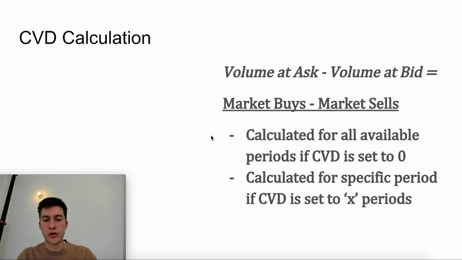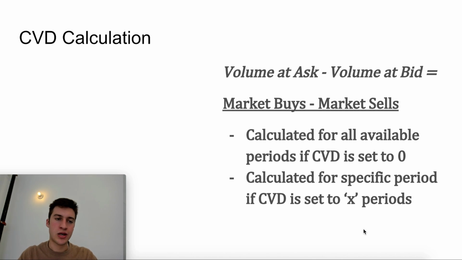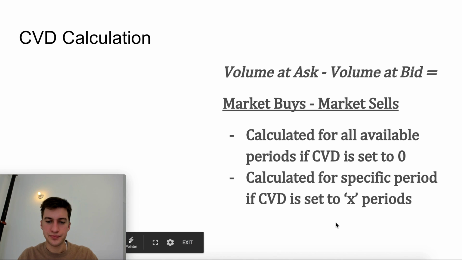CVD is going to be calculated for all possible periods if the input is set to 0. CVD on TensorCharts.com currently has the default of 0. I would recommend just keeping the default of 0 unless you want to change it to a certain number of periods. For example, if you change CVD to 10, it's just going to calculate market buys and market sells for the last 10 periods. That could help with looking at recent price action in conjunction with CVD, but CVD set to 0 would probably do that anyway. So I would just recommend keeping it set to 0.